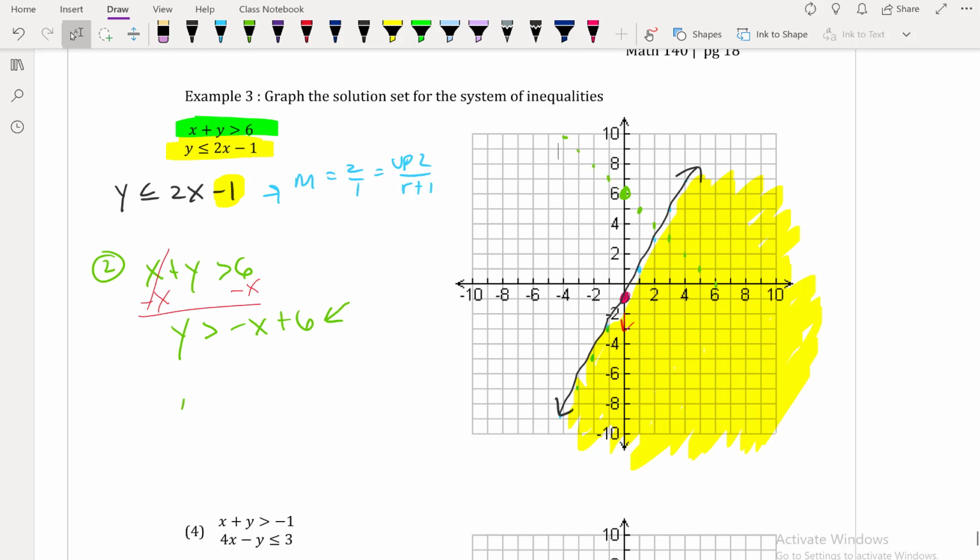And because the inequality doesn't have a line underneath it, it's going to be dashed, okay? So I'm going to have a dashed line here. So it's broken. And this is saying greater than. So if it's greater than or equal to, if that's my y-intercept, above it would be greater than.